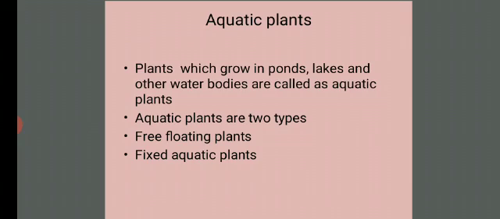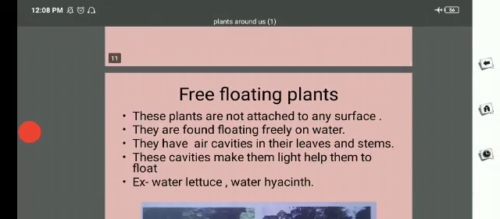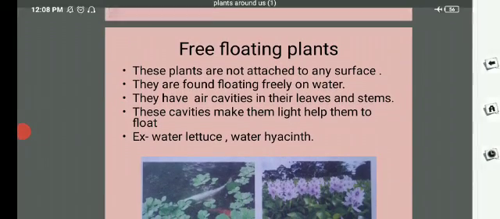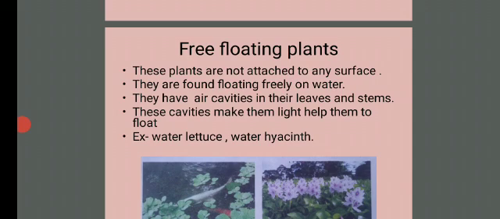Again, these aquatic plants are divided into two parts: free floating plants and fixed aquatic plants. Free floating, free means they can move on the surface of water. These plants are not attached to any surface; they are found floating freely on water.